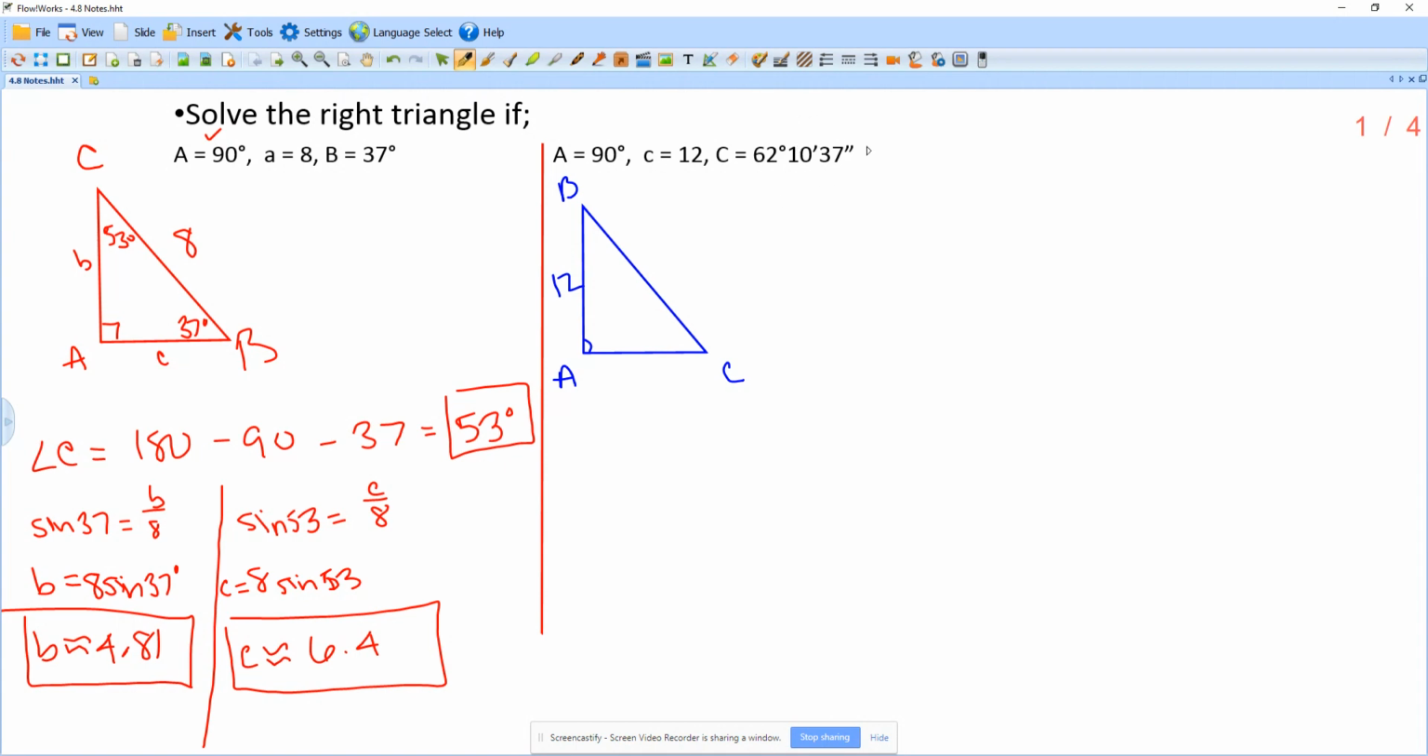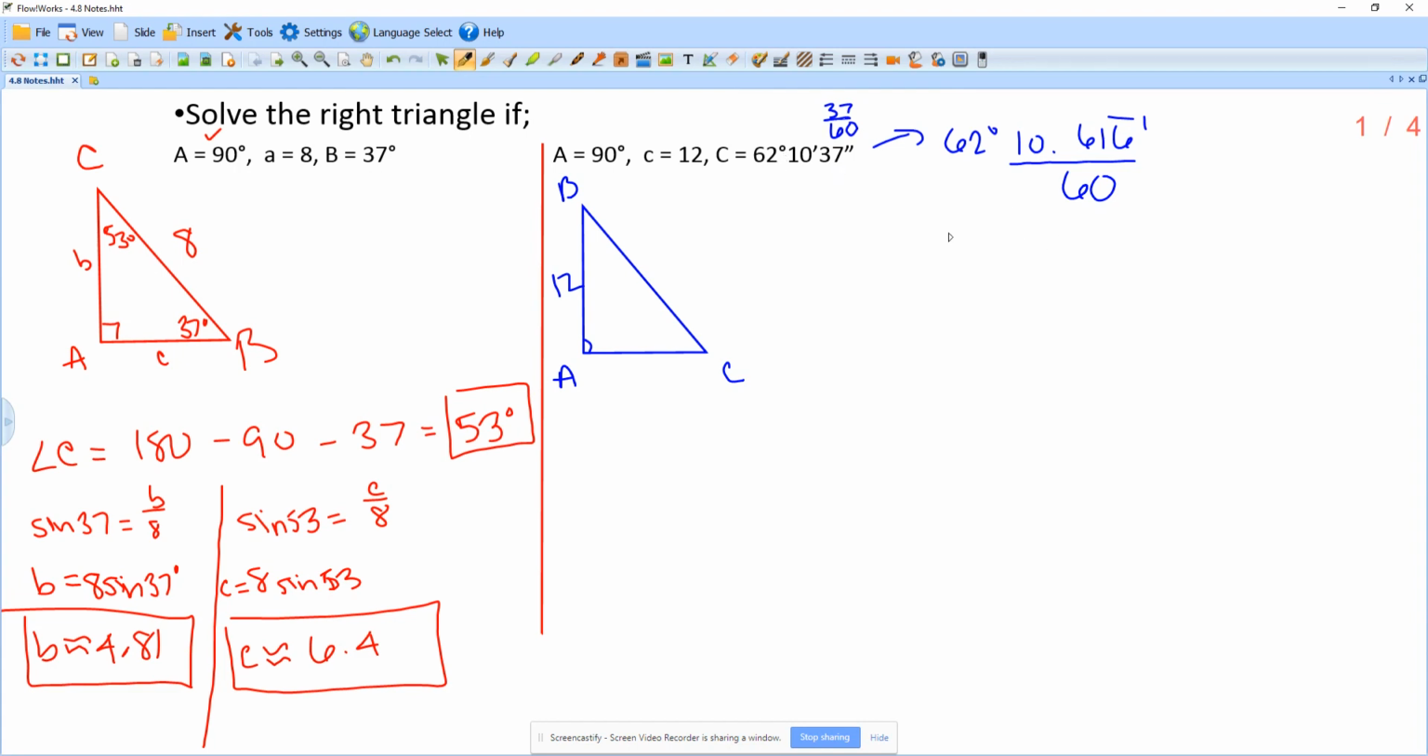But first we want to talk about the conversion of this. So here we have minutes and seconds. When we talk about seconds, that's out of 60. So this is 37 sixtieths of a single minute. 37 sixtieths, if you put that into a calculator, you get 0.616 repeating. So this is really like 62 degrees and 10.616 repeating minutes. Well, this still doesn't help us because that's minutes. So what you can do is take that out of 60, since there are 60 minutes in a degree.